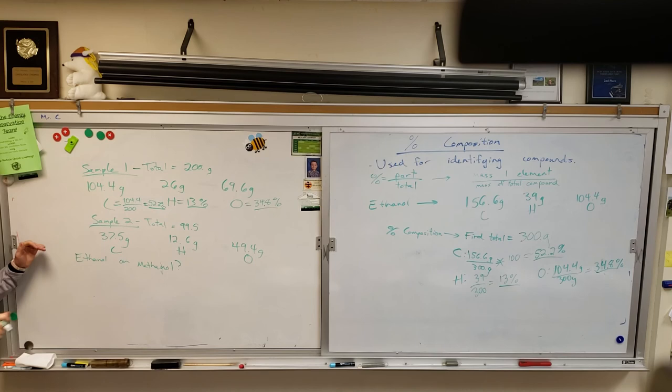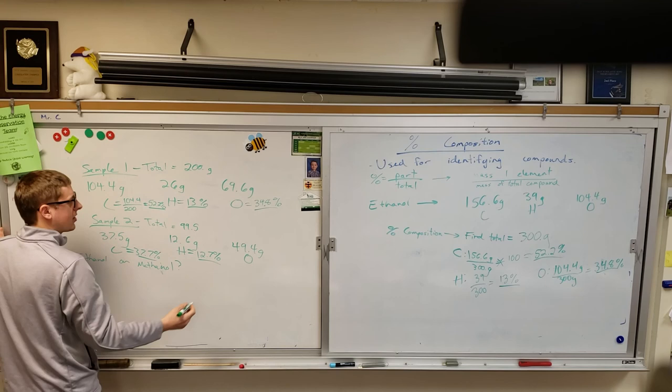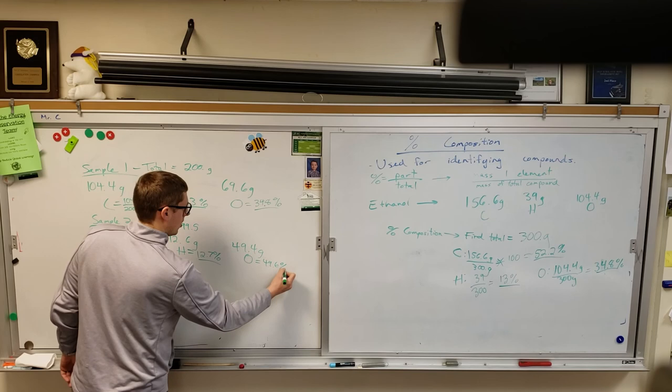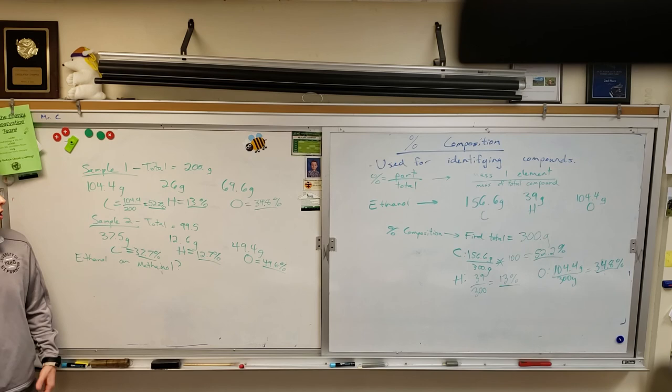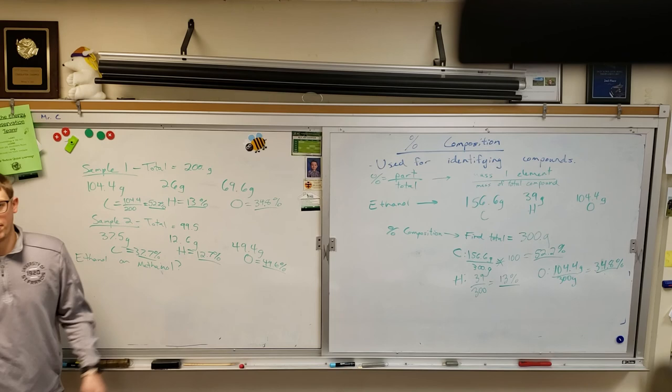Sample two, what do we get for our carbon? 37.7. For hydrogen, what do we get? 12.7. And for oxygen, what do we get? Round it up. It's alright. Be careful with that. If you just did hydrogen, and you checked hydrogen and you went, okay, I got 26 over 200, I got 12.6 over 100, 13%, oh, they're the same compound. Can you do that? No. So try to keep as much as you possibly can.